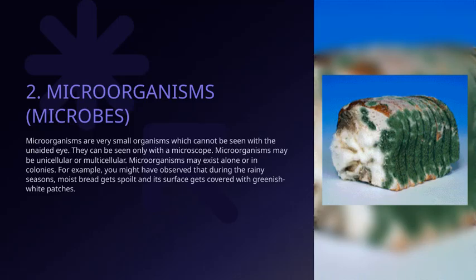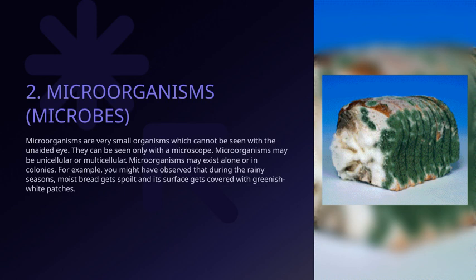Microorganisms, or microbes, are incredibly tiny organisms that you simply cannot see with your naked eye. You need a microscope to observe them. These microorganisms can be either unicellular, meaning made up of just one cell, or multicellular, consisting of many cells working together. Sometimes, they exist alone as single cells, and other times they form colonies, which are large groups of microbes living together.